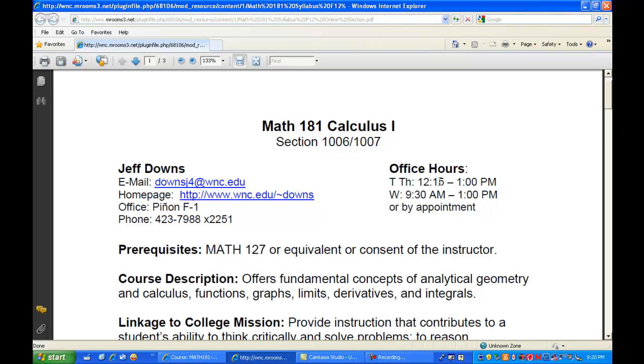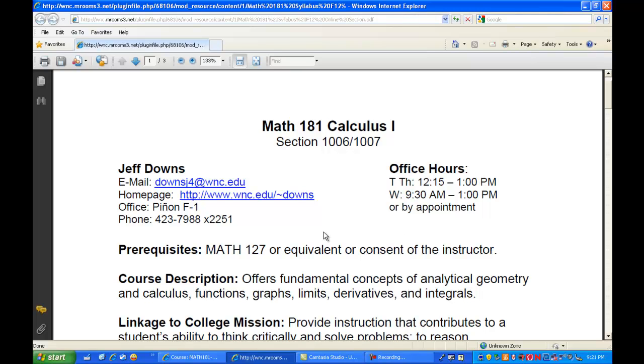I'll be having office hours on Tuesday and Thursday at the Fallon campus, Tuesday, Thursday from 12:15 to 1 p.m., and then Wednesday from 9:30 a.m. to 1 p.m. Now I will be doing weekly meetings during that time. At 10 o'clock, I'll be having a meeting with Math 120 students. At 11 o'clock, a meeting online with Math 126 students. And then from noon to 1:30, I'll be meeting with, of course, Math 181 students.